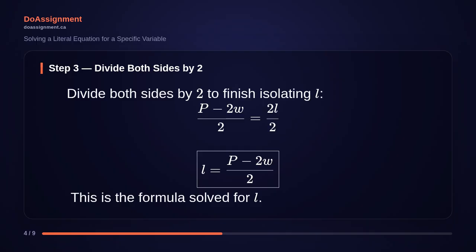Next, we divide both sides by 2 to undo the multiplication. On the right, 2L divided by 2 is simply L. On the left, we get the quantity P minus 2W, all divided by 2. So the formula solved for L is L equals (P minus 2W) divided by 2.